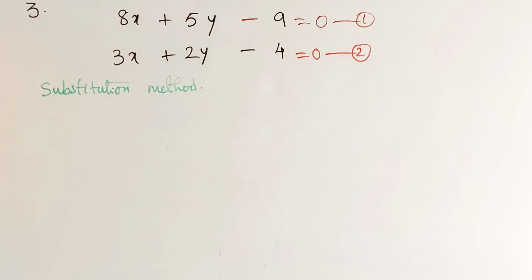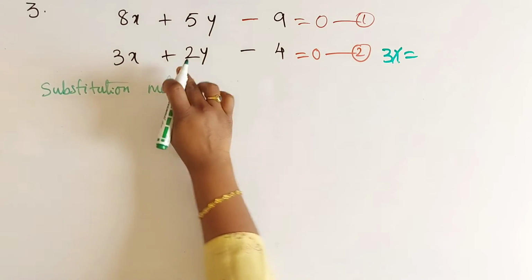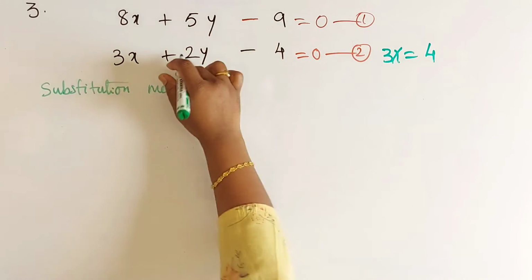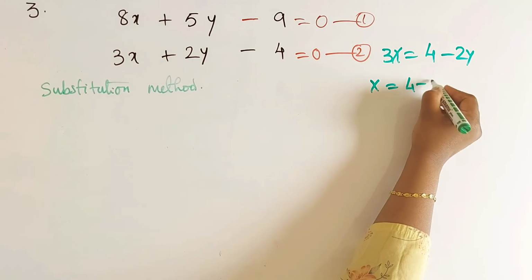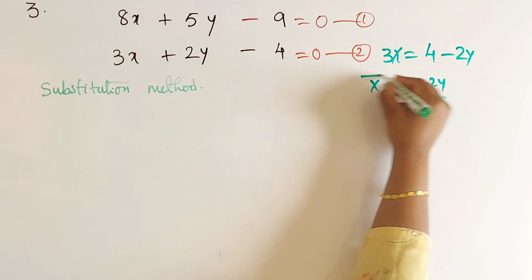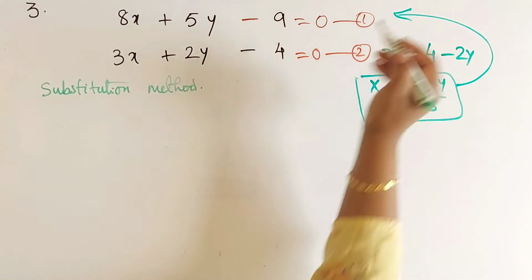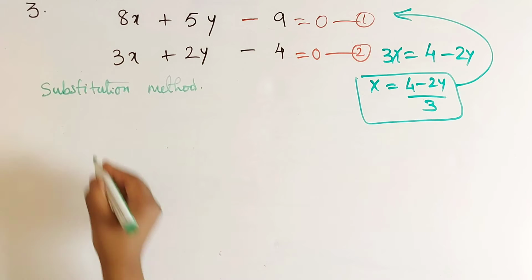Right, children? Substitution method. What we have to do? We have to find out the x value and put it in the other equation. Right, children? So from the second equation we can write 3x equal to, see, this part will go to the right hand side, it will be plus 4 and minus 2y. Now x equal to 4 minus 2y divided by 3, children. Now we have to put this value in the first equation. Correct? What is the first equation? 8x plus 5y minus 9 equal to 0.